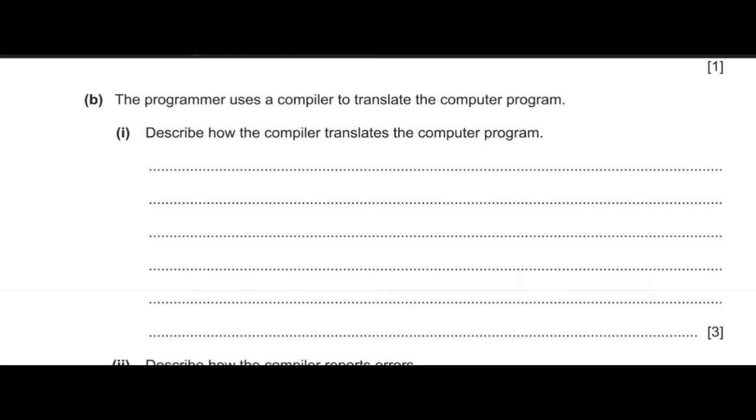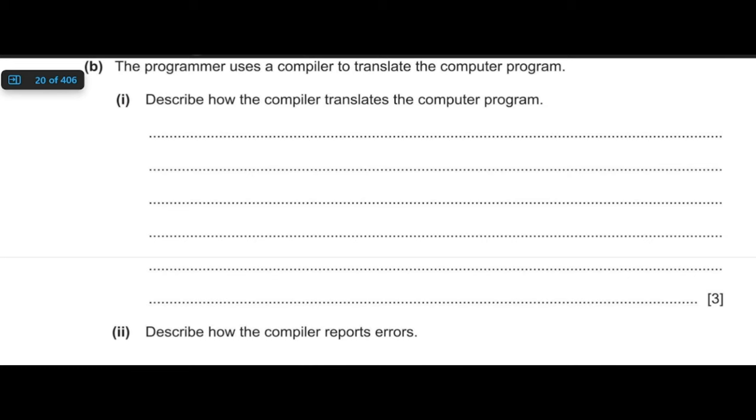Option B. The programmer uses the compiler to translate the computer program. Describe how the compiler translates the computer program. Here we have the compiler translate all the high level language code to the low level language code. It translates all the code before it is executed. It creates an executable file of that code after it's done with compilation. You can write this answer.